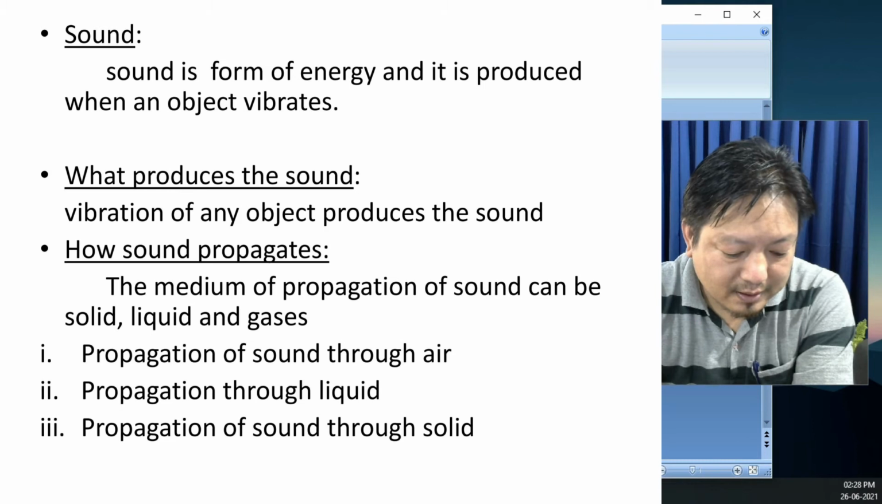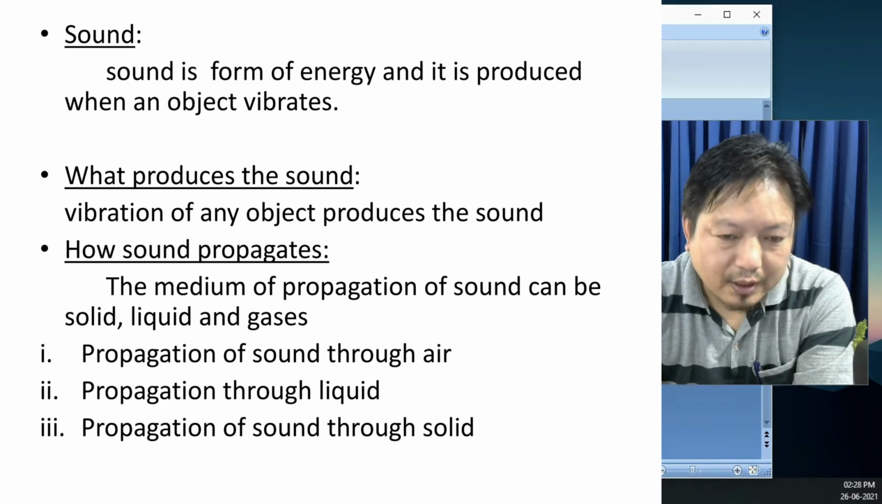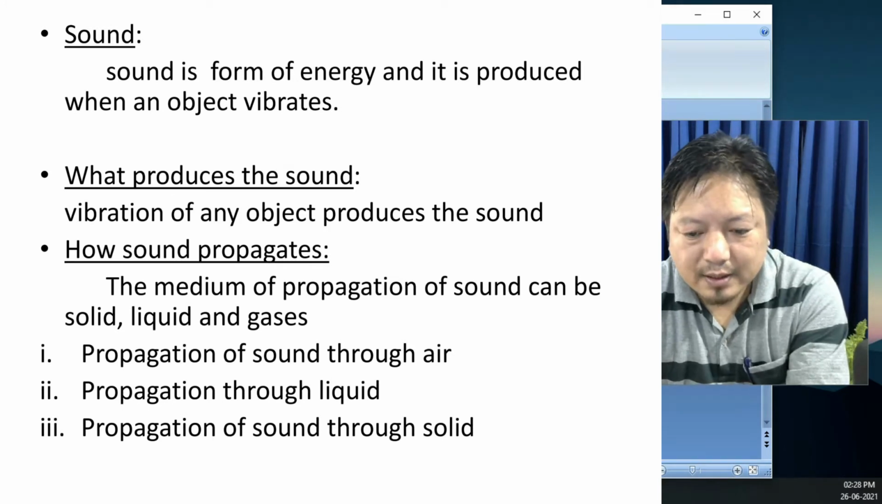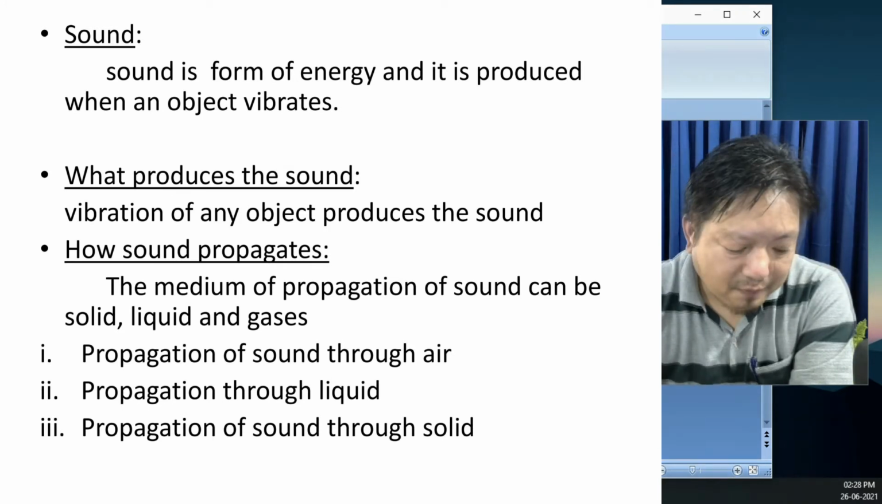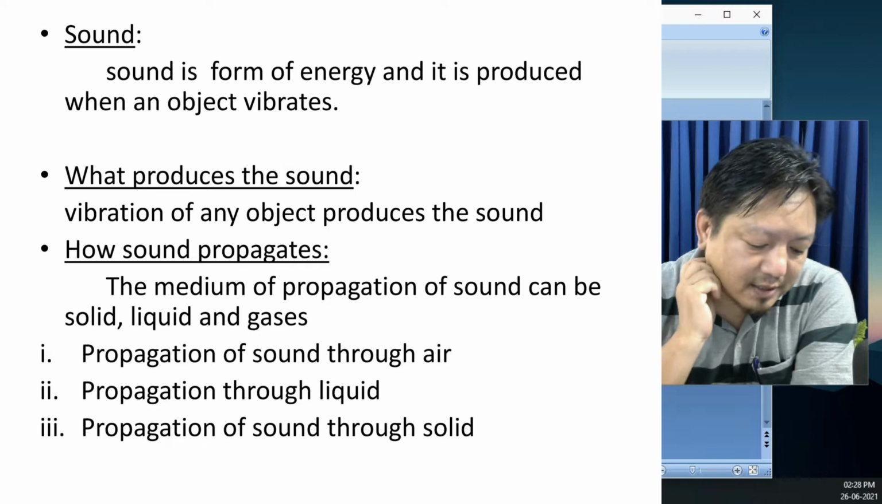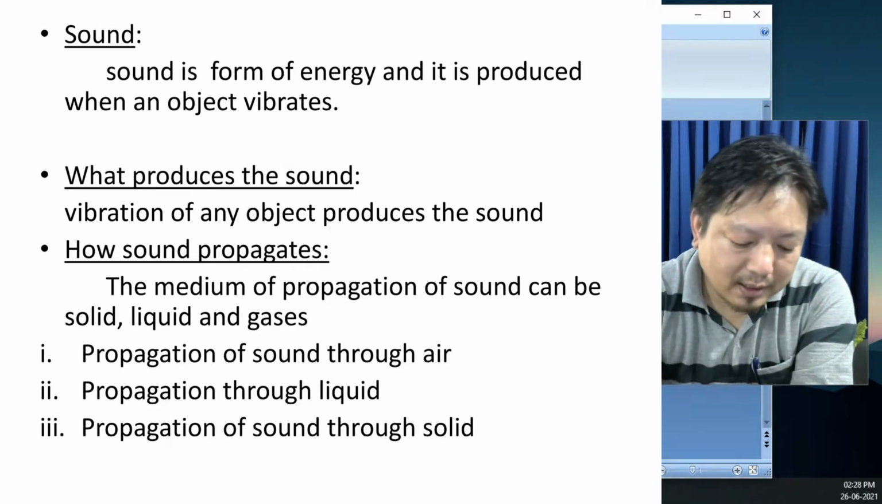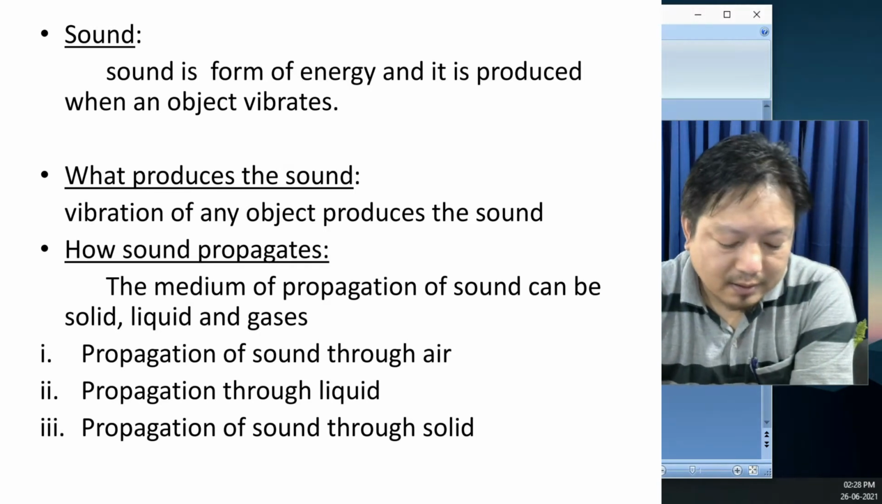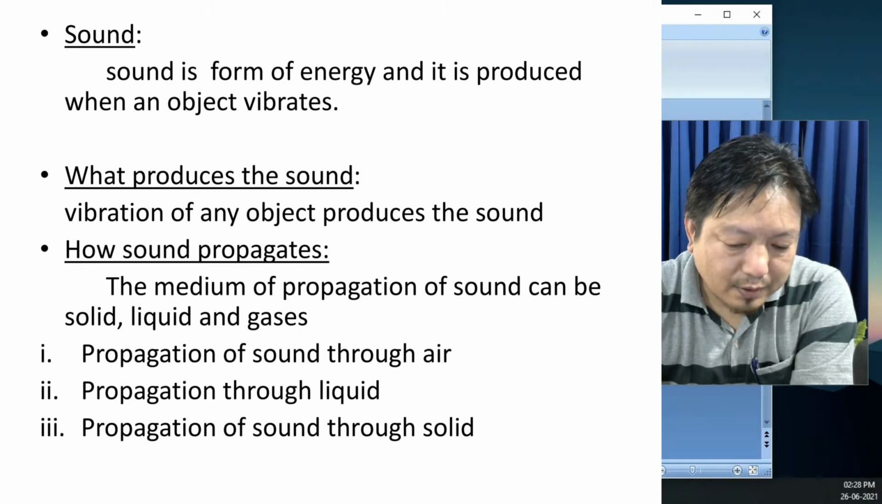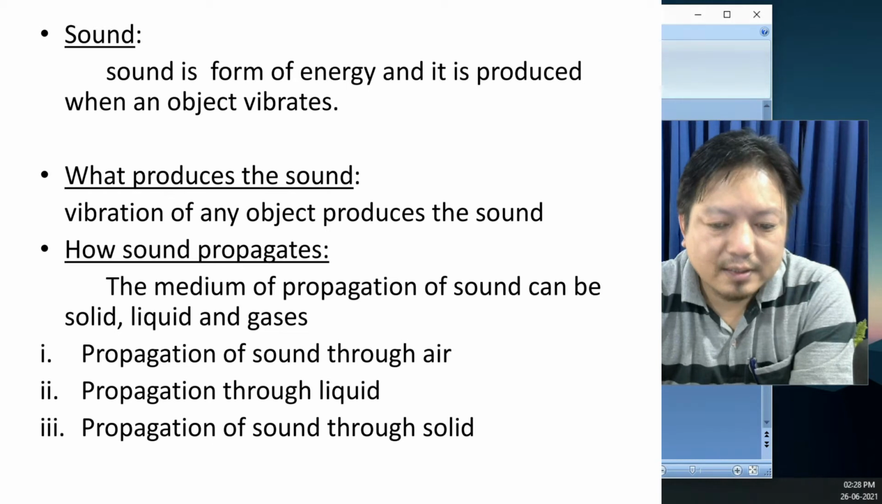And also, let's see another one. Sound also can propagate through liquid. Liquid means water. So for example, let's say we place a bell in water so that it does not touch the base, and shake the bell, you will still hear the sound. This is because the medium of propagation is liquid water, but we can still hear the sound.